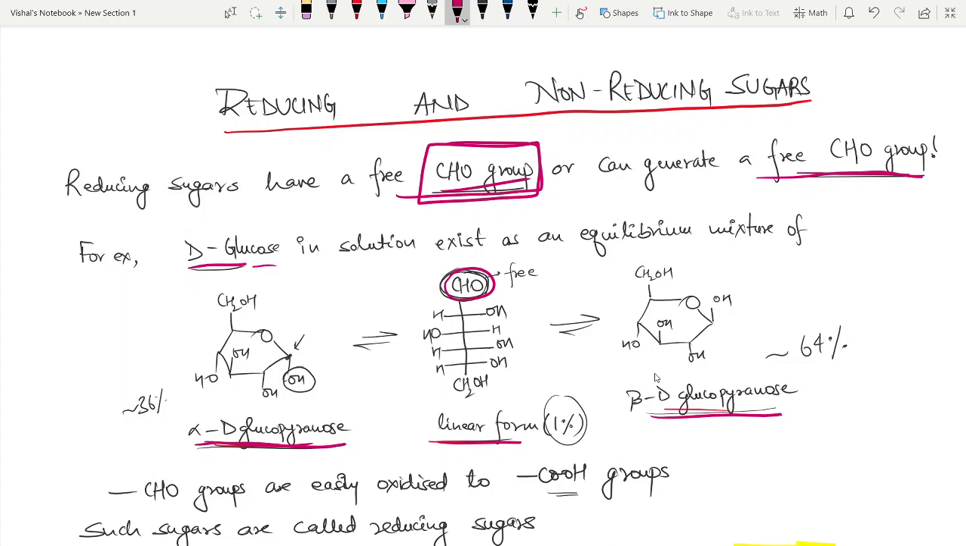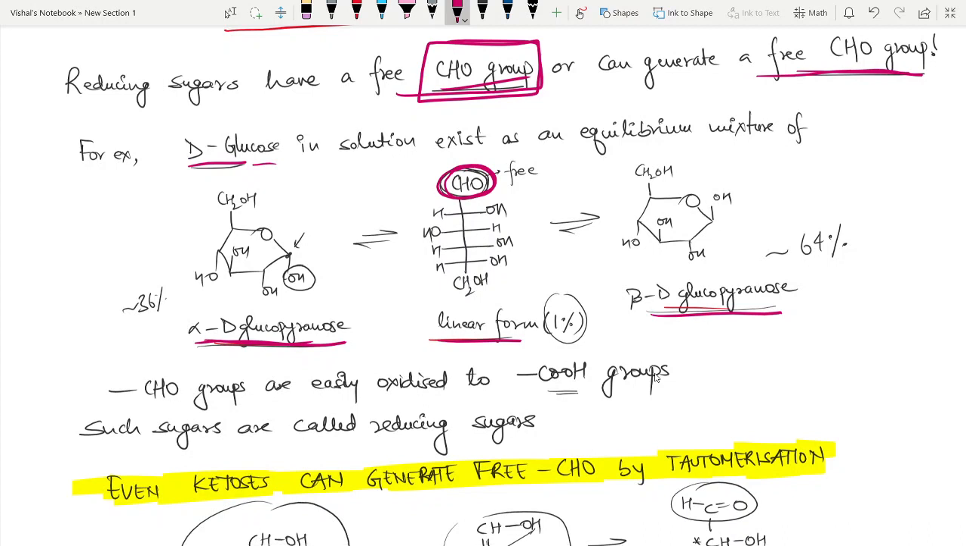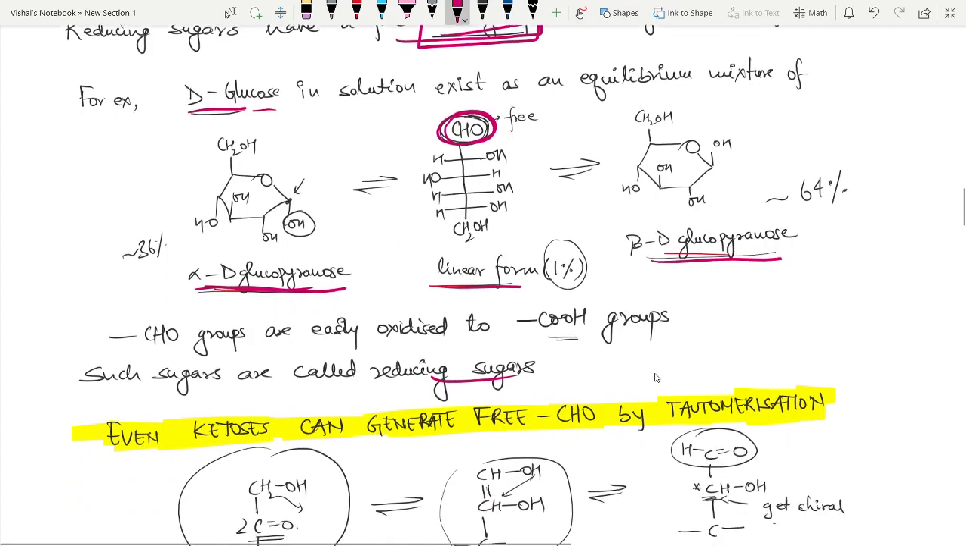So 1% is enough, and the oxidizing agent will be used here, and this sugar will be the reducing agent. The sugar will get oxidized, so it will be the reducing agent, and there is a CHO group here which can get oxidized to carboxylic acid groups. So such sugars are called reducing sugars, which have a free CHO group, or can generate the free CHO group.